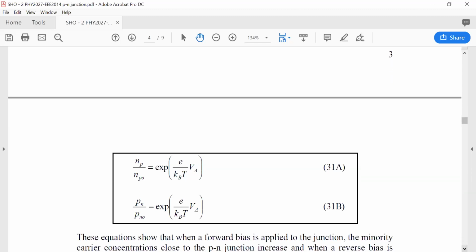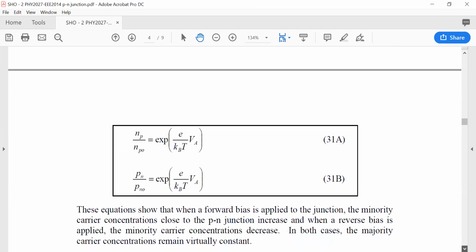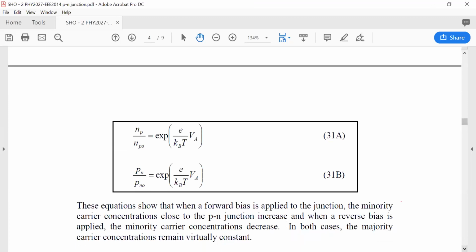So these are very important equations here, and the reason they're important is that they're showing that when a forward bias is applied, when VA is positive, the minority carrier concentration close to the junction is going to increase. And when a reverse bias is applied, the minority carrier concentration will decrease.